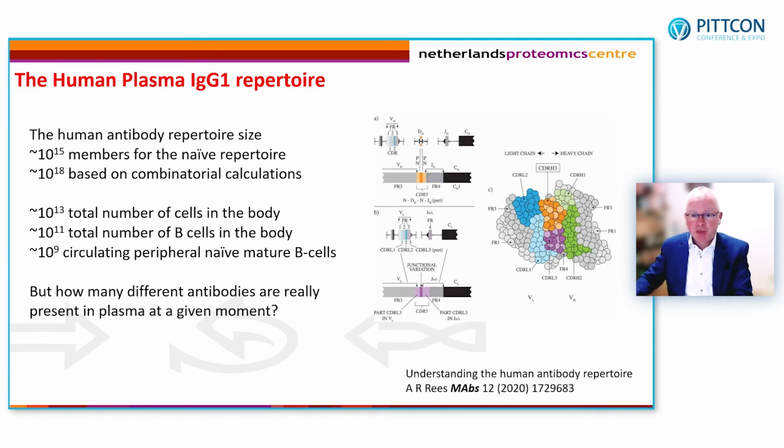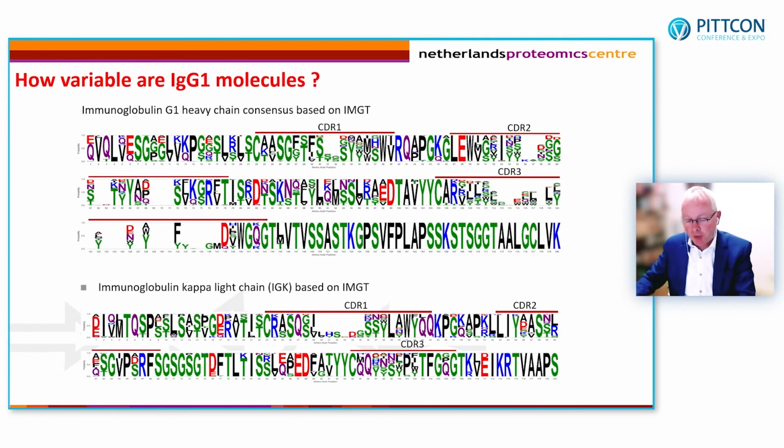But that we can make them by our B cells, does that also mean that we really are making them? And does that mean that they are really circulating in our blood? So this was the question that we set out to answer. How many different antibodies are really present in our blood, making up this quarter of all the proteins in our blood? Now, what is this hypervariability?